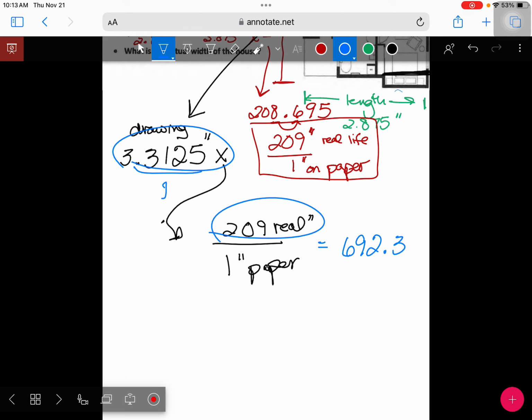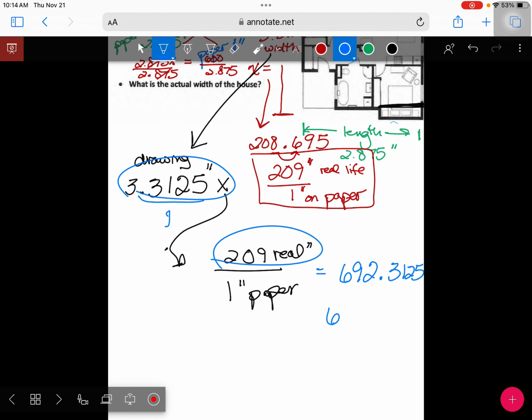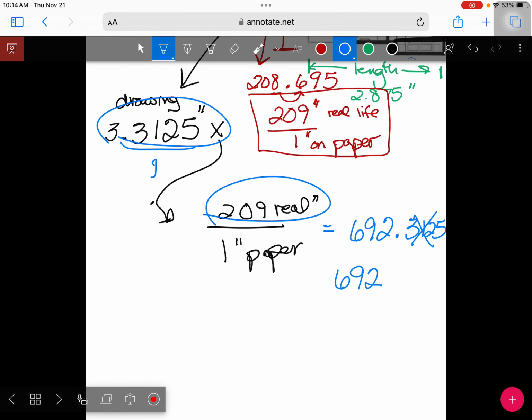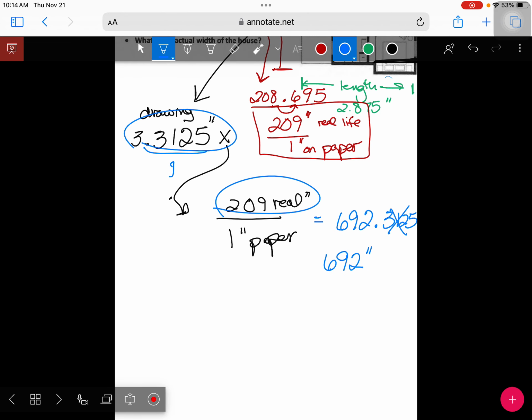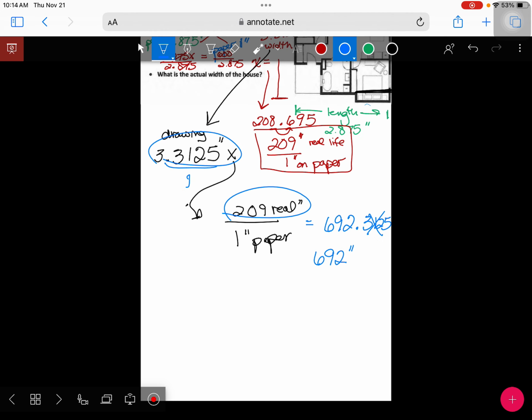692.3125. That is in inches, okay? So the house's actual width is 692. We're going to cut that off to the nearest whole number of inches. 692 inches. What if I wanted to figure out what that is in feet?